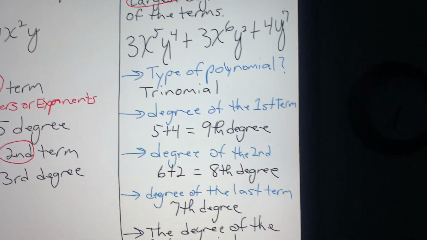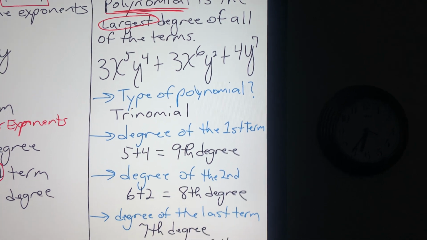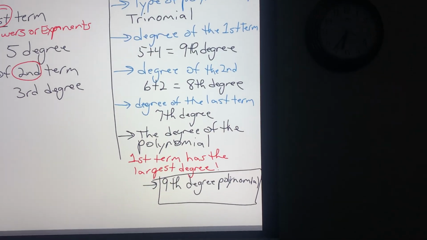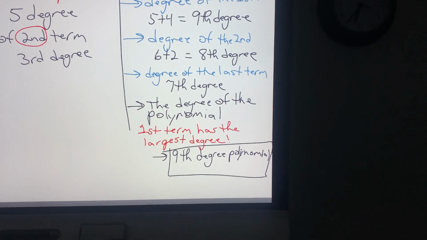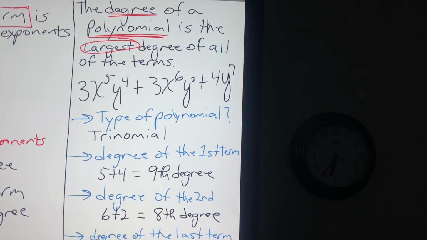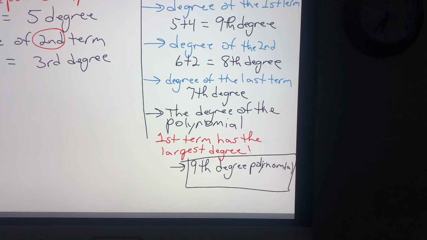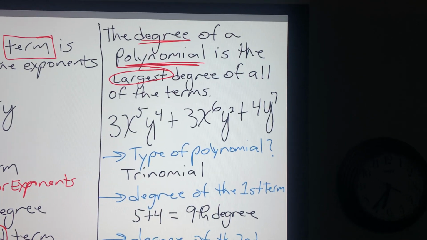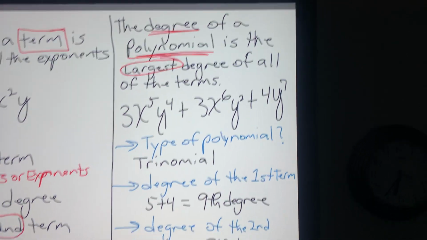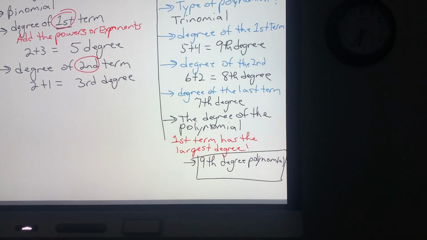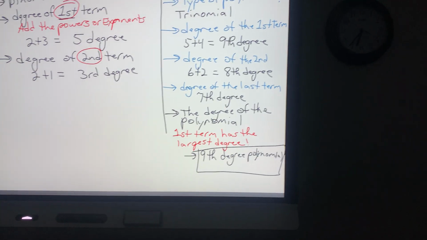The degree of the first term, if we look at that, we take the 5 plus the 4, it's a 9th degree. The degree of the second term is a 6 plus the 2. And then the degree of the last term is just 7, because that's the only variable there, y to the 7. So the degree of the polynomial, remember, is the largest degree of all of the terms. So the largest was the 9th degree. So that's the degree of the polynomial.